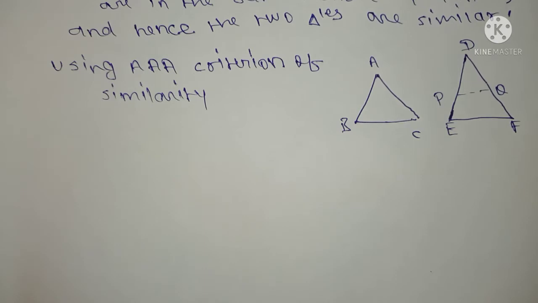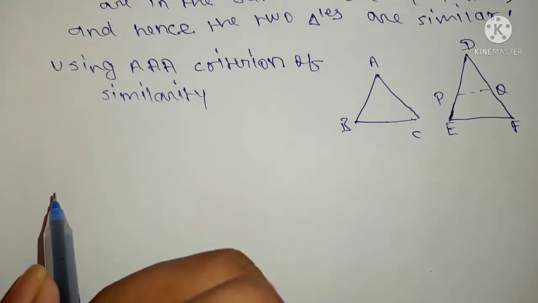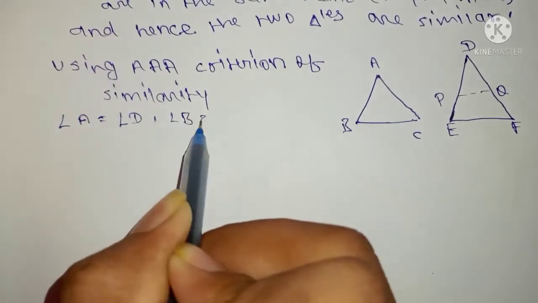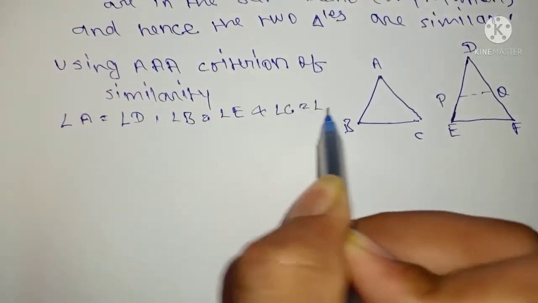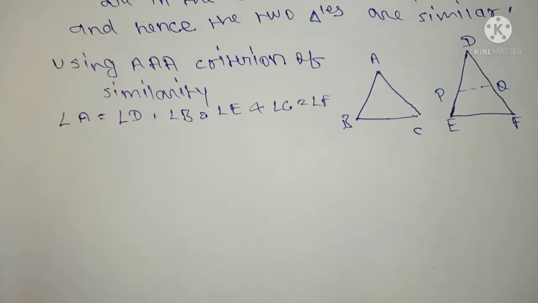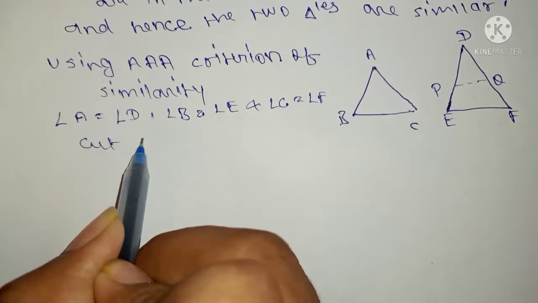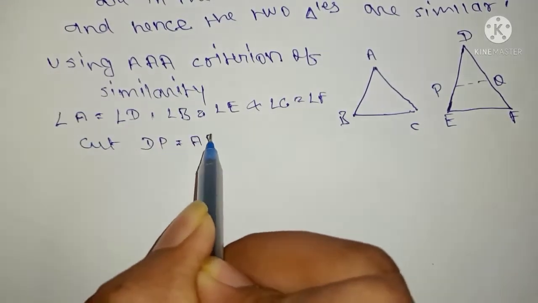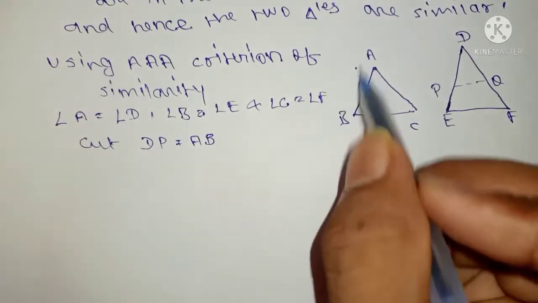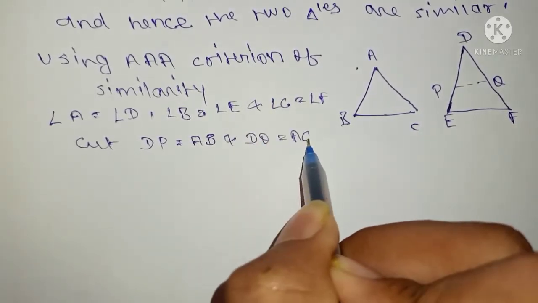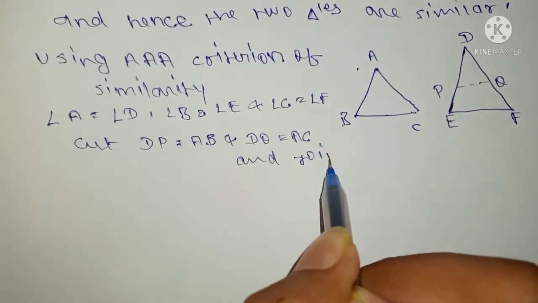angle A is equal to angle D, angle B is equal to angle E, and angle C is equal to angle F. Here we have to cut DP equal to AB, meaning the length of AB will be equal to the length of DP, and DQ equal to AC, and join PQ.